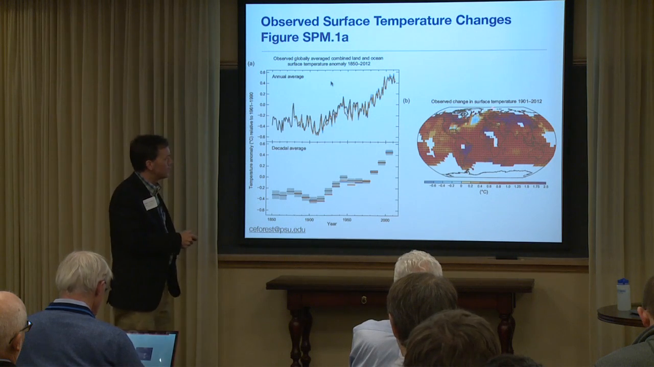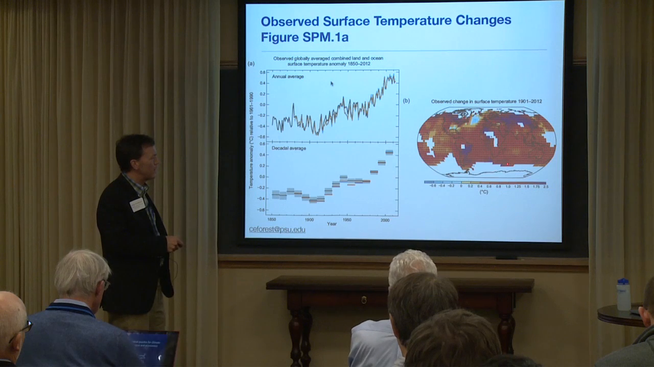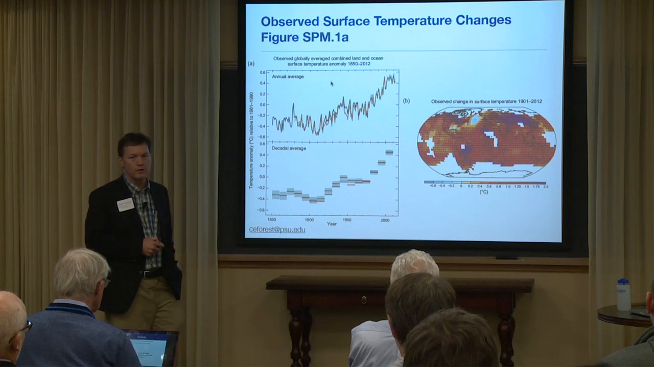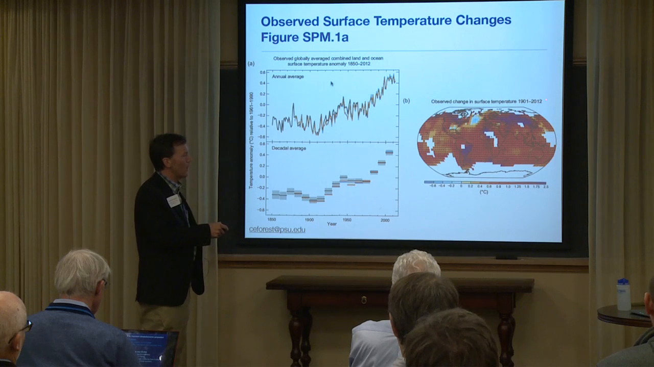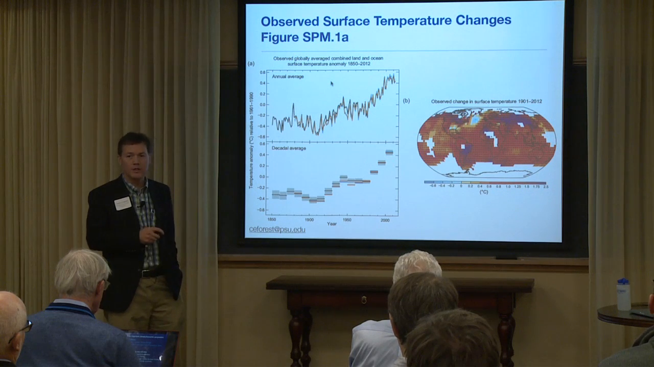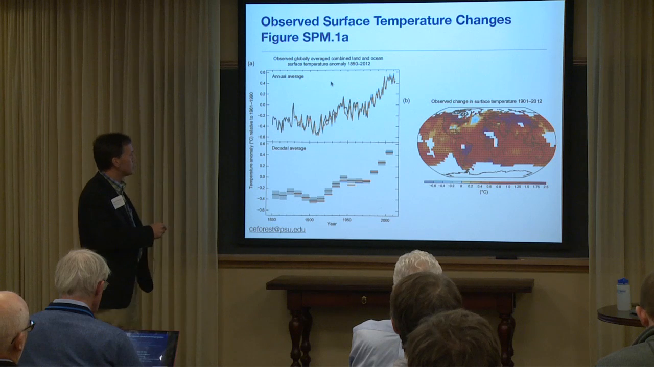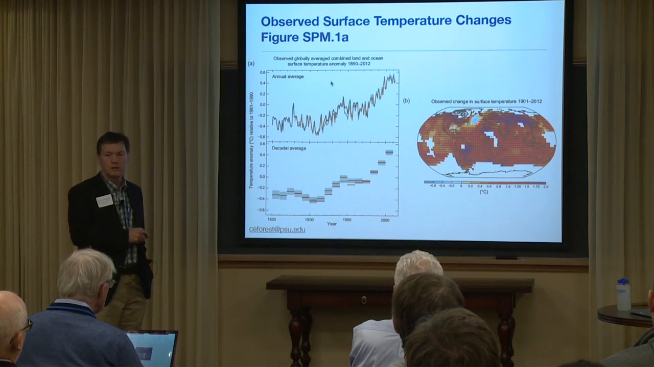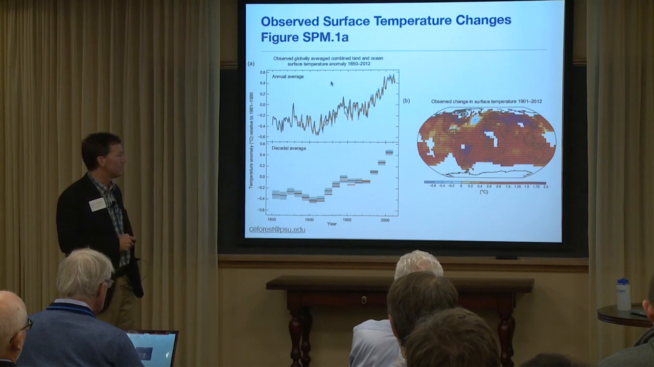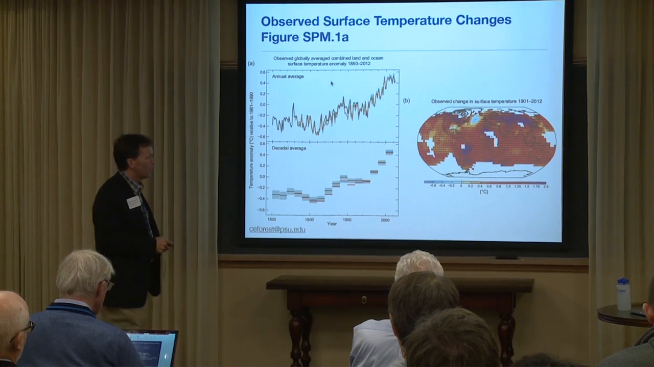The other issue on this graph is the spatial extent of how well we know the record over the past 100 years. This starts in 1901 and ends in 2012, and this is the estimated trend over that time frame. So imagine fitting a straight line to this curve over here and then plotting that on this over here as a function of space.